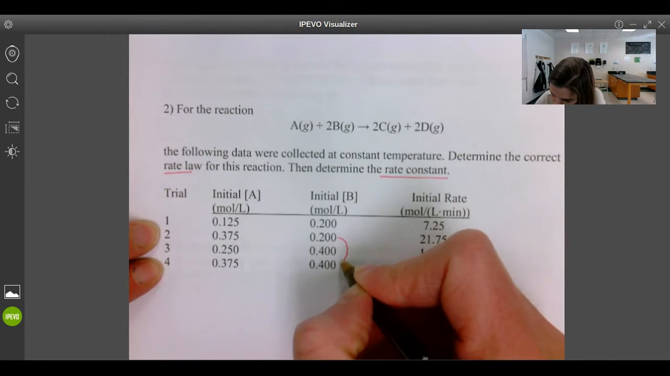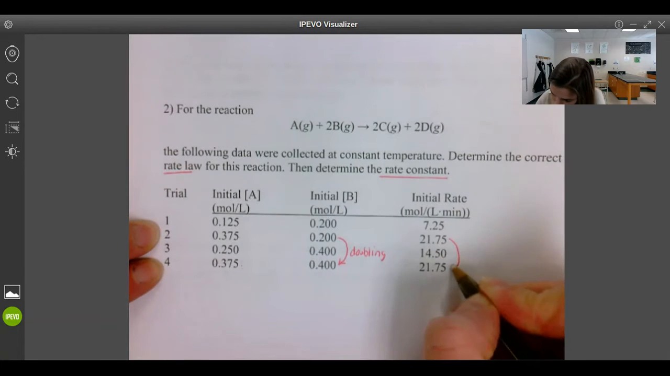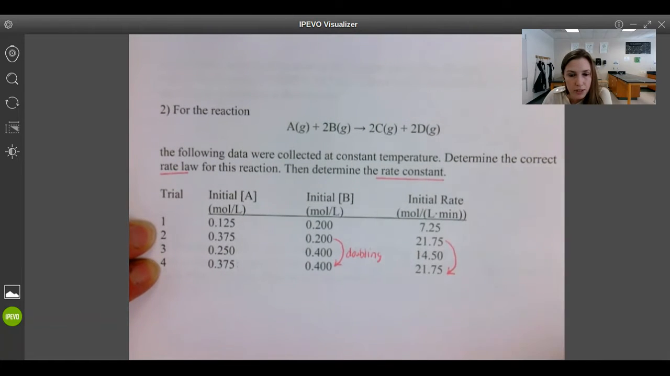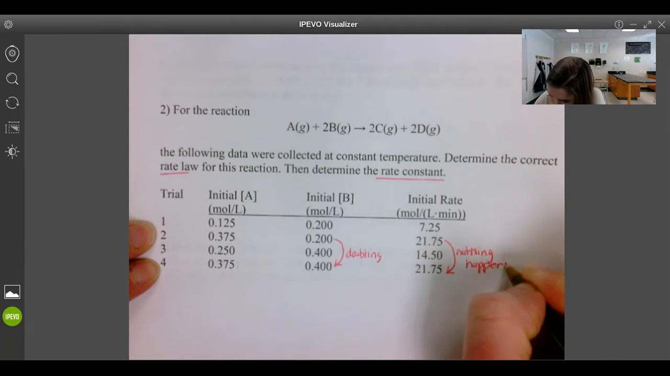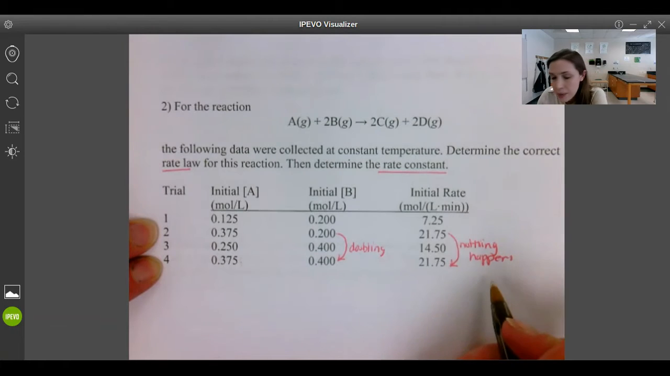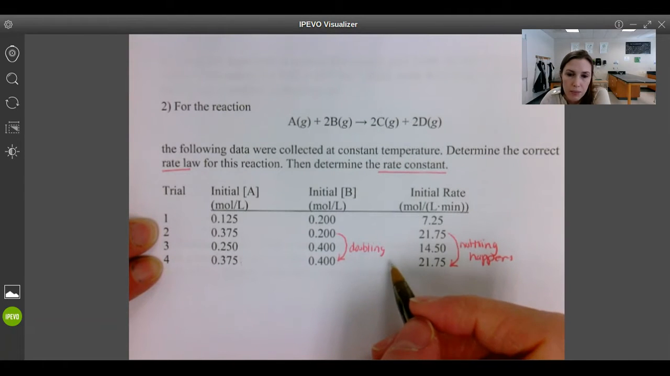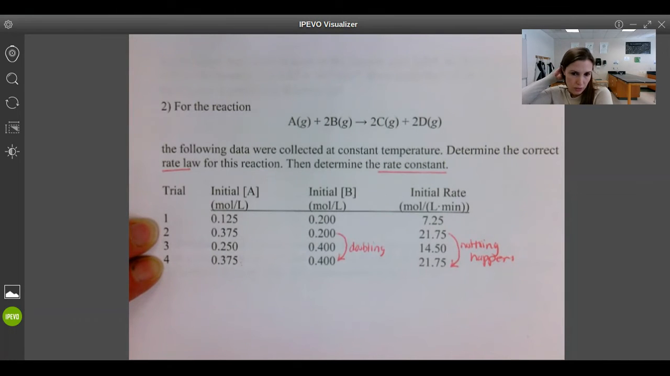So if I look at B doubling, I can see that nothing is happening to the rate. Okay, nothing happens. Because of that, I then know that B is going to be 0 order, where if I change the concentration, nothing happens to the rate. That means it has no effect on the rate of the reaction, so it's going to be 0 order there.